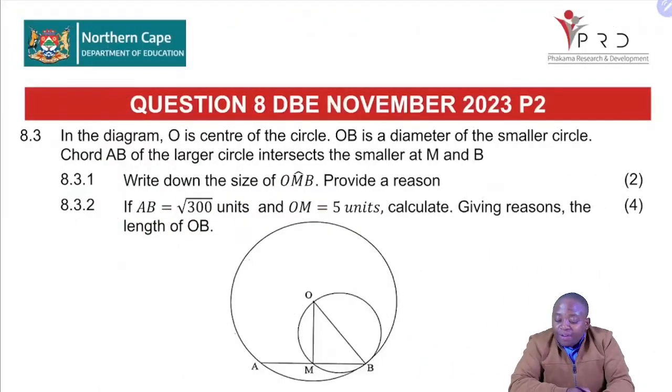Now grade 12, we have 8.3 again. Now 8.3, we have 8.3.1 and 8.3.2. For these two questions, you are going to be given 5 minutes to complete the two activities. And your 5 minutes starts now.